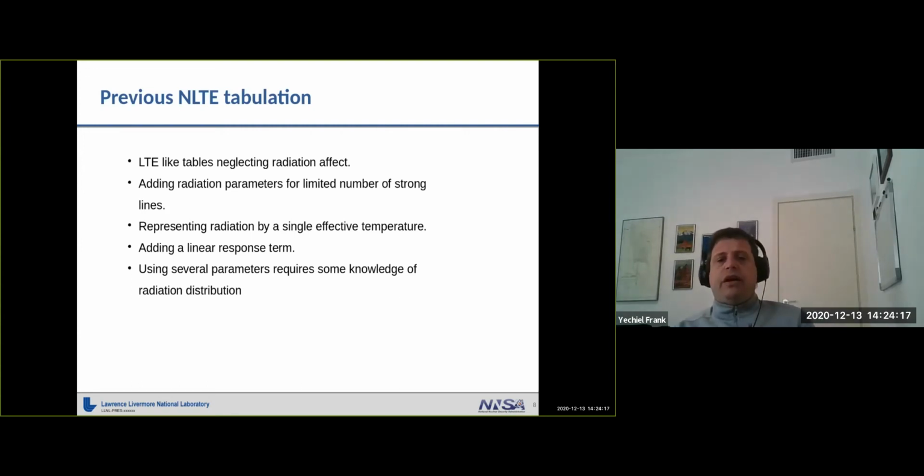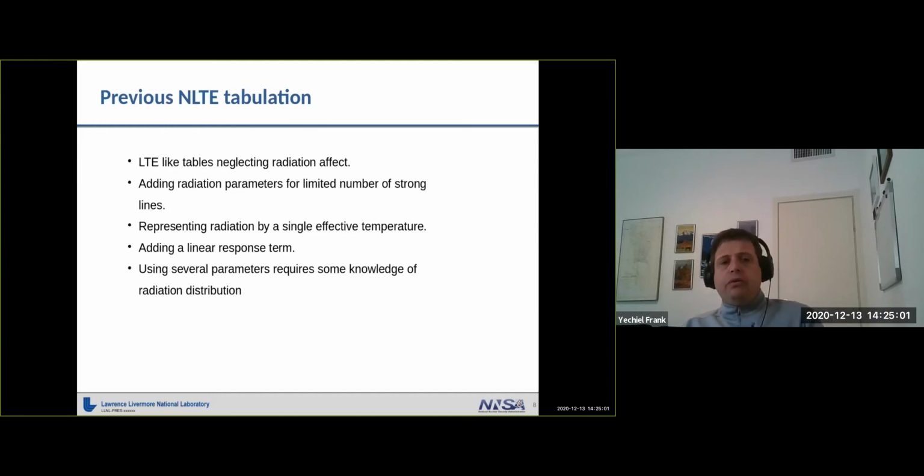There is a whole different effort which is called the linear response term, which is kind of making an approximation of the radiation field effect, and which I won't get into here. I skipped one approach, which is representing the entire radiation by a single effective temperature parameter, which is basically just summarizing the entire energy and taking the fourth root and getting a temperature, and basically neglecting the distribution of the radiation energy.